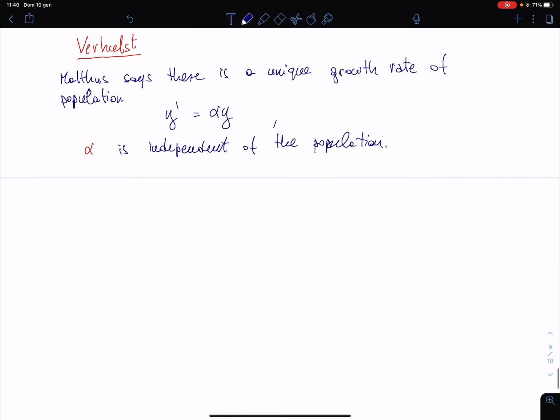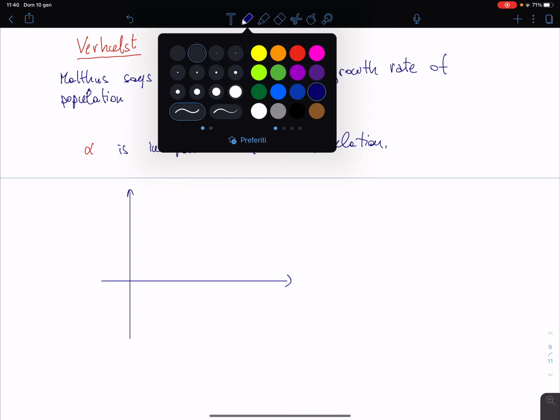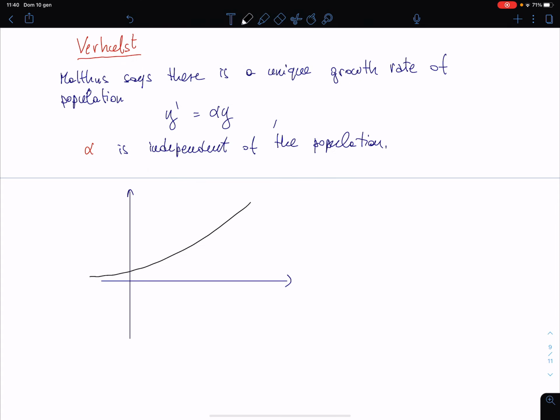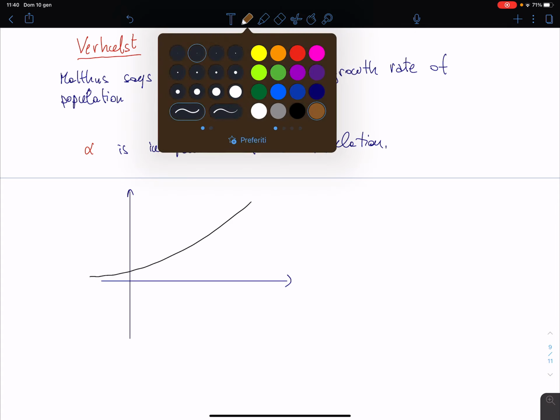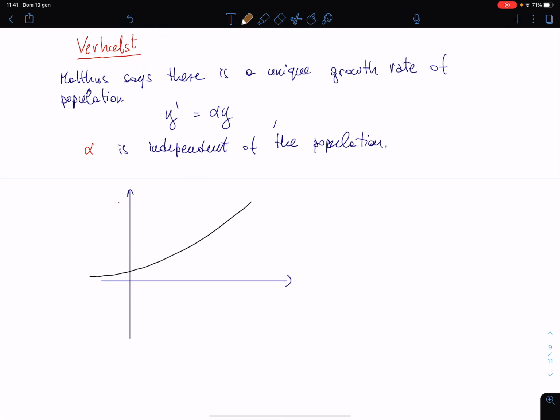So the idea of Malthus is the following. You have this exponential growth. I repeat, exponential is synonymous of very fast growth. And at some point, there is no food. So this is the limit of food. And they all die. Very pessimistic point of view.